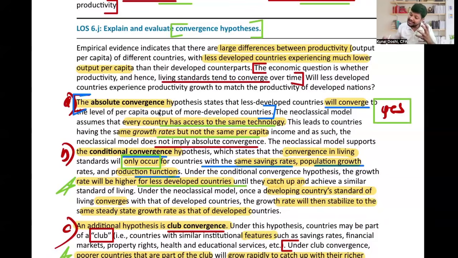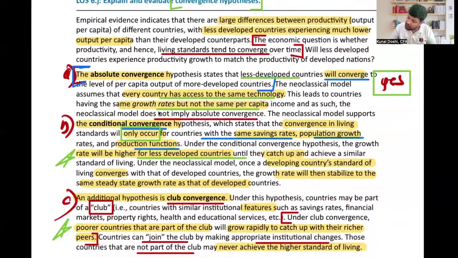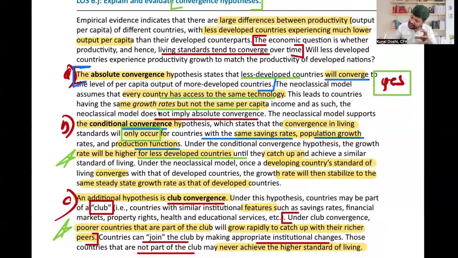So absolute convergence says that yes, this will happen. Eventually, what will happen? Less developed countries will grow. They agree with this, right? But conditional convergence says that it will grow for countries with the same savings rate, population growth, and production. But what is the condition here? Under conditional convergence, the growth rate will be higher for less developed countries until they catch up and achieve a similar standard. So, relatively, the growth rate will be higher. The less developed countries will grow faster, right?